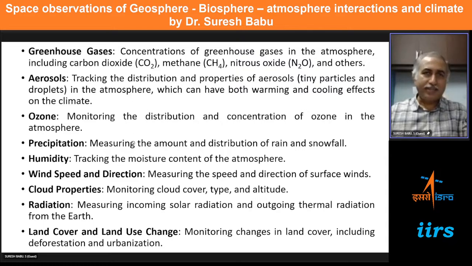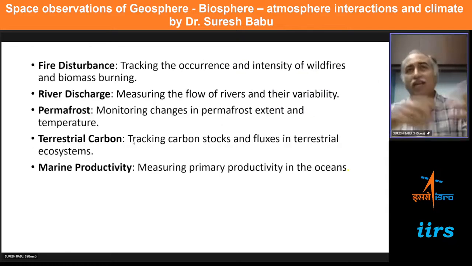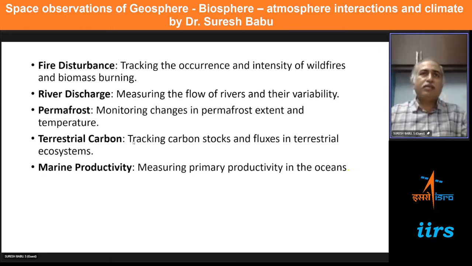Then cloud properties, radiation, land cover, land use changes, fire disturbances in the surface system, river discharges, permafrost, terrestrial carbon, and marine productivity. And there are several other things also. These are very important essential climate variables which we can monitor from space.